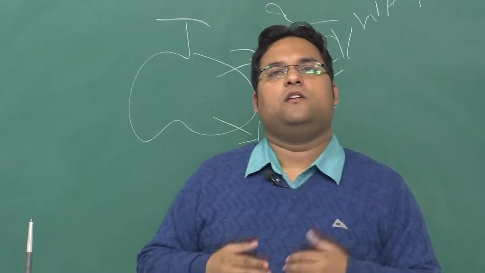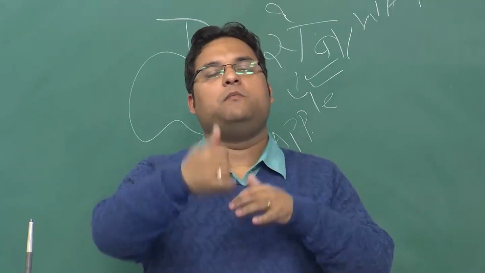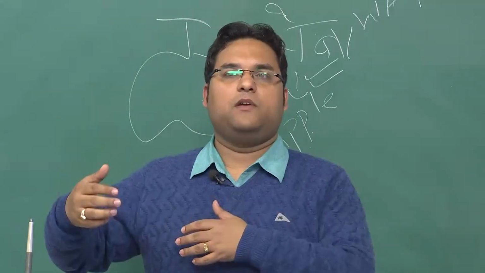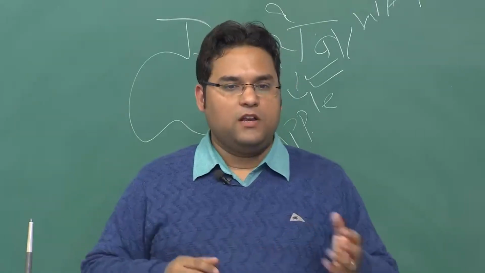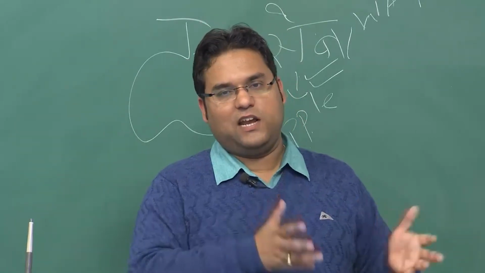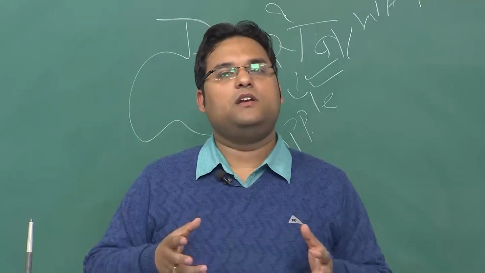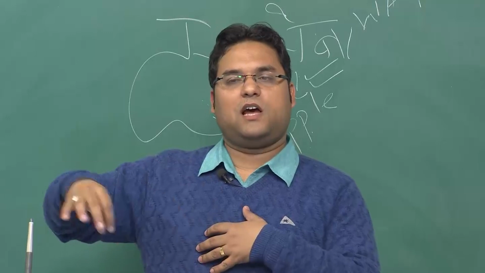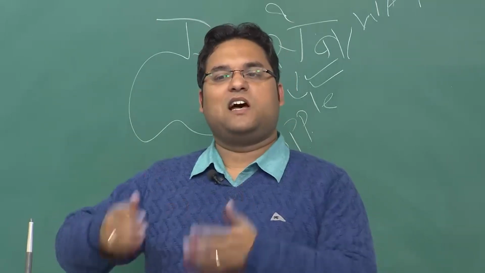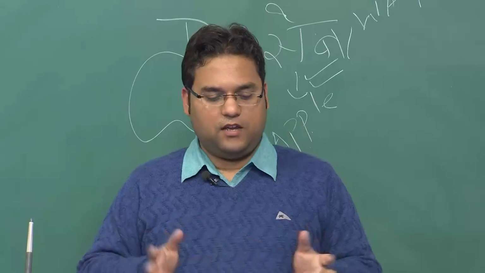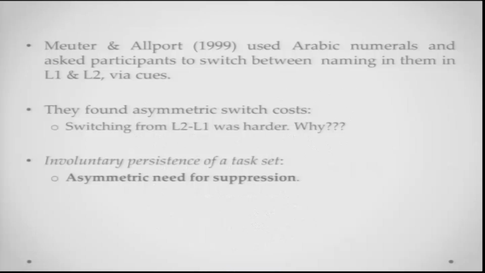Now, why would this be? Why would it be that if I am speaking in English, coming back to Arabic will be difficult, if I am speaking in Arabic, going back to English is easier? Now, this kind of an effect is referred to as the involuntary persistence of task sets, because if one of the tasks is easier or stronger, this task persists. Now, the idea is that the asymmetric switching cost is because Arabic, my first language, is stronger. So, if I have suppressed this and I am speaking in English now, when I have to come back from English to Arabic, I have to take away this stronger suppression. That is why this will become difficult.